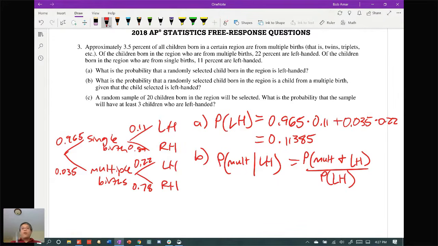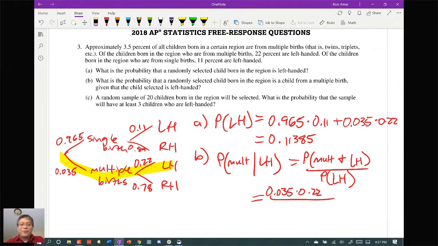So the probability of multiple birth given left-handedness is the joint probability that you're both multiple birth and left-handed, divided by left-handed. Basically, what percent of the time that someone is left-handed does it come from a multiple birth? The probability of being both multiple birth and left-handed is just following that part of the tree diagram. So that's 0.035 times 0.22 divided by 0.78.